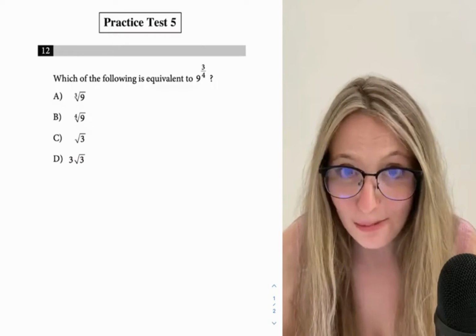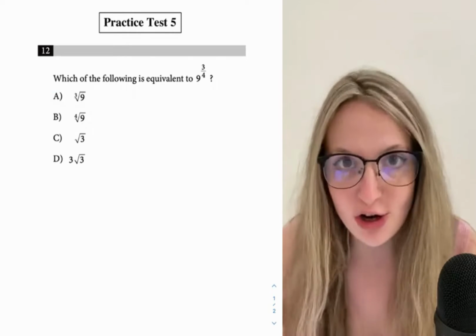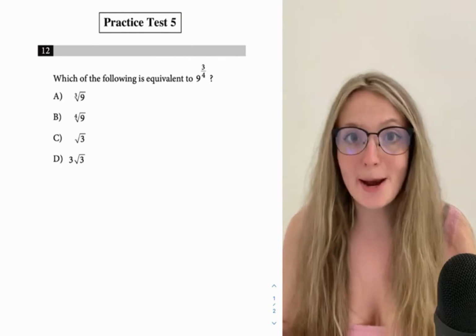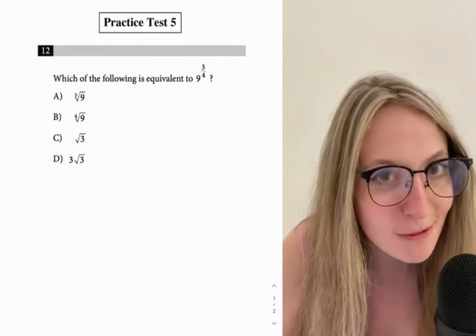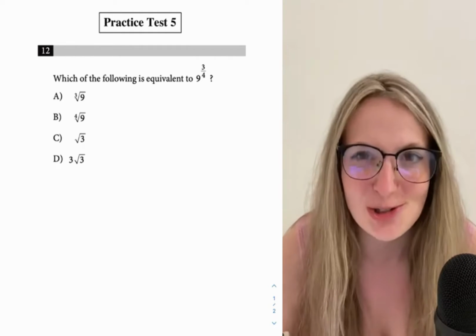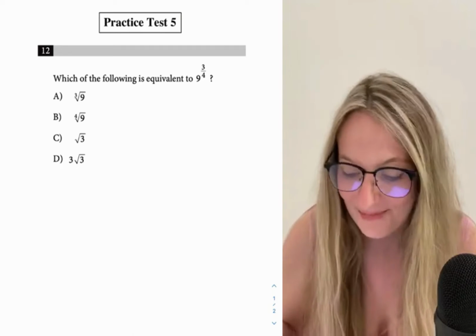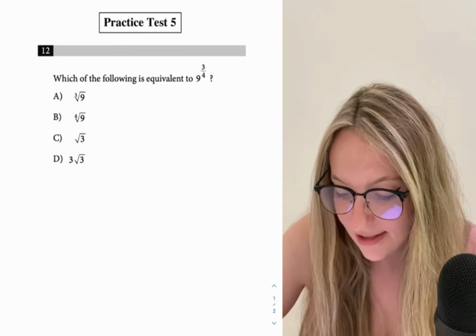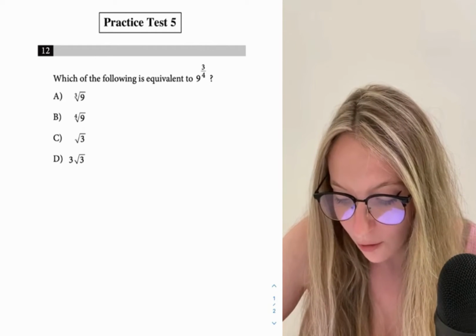Alrighty, here we go. Practice test 5, the no calculator section, number 12. One of my personal favorite exponent questions. So that's how you know we're in for a very joyful experience today. All right, so they ask us for 9 to the 3 over 4.